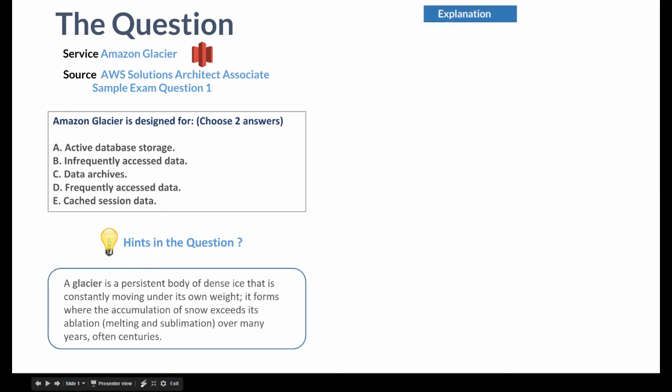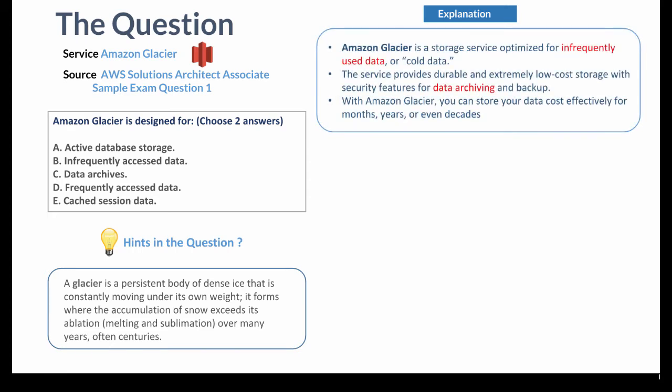All right, let's have a look at the explanation that I've come up with. Now this is from the AWS documentation, which you can readily find online. And this is what they say about Amazon Glacier. Amazon Glacier is a storage service optimized for infrequently used data, or cold data. Now, the infrequently used data is in red, which relates back to the question. As you can see, if you look back at the question, answer B is infrequently accessed data.